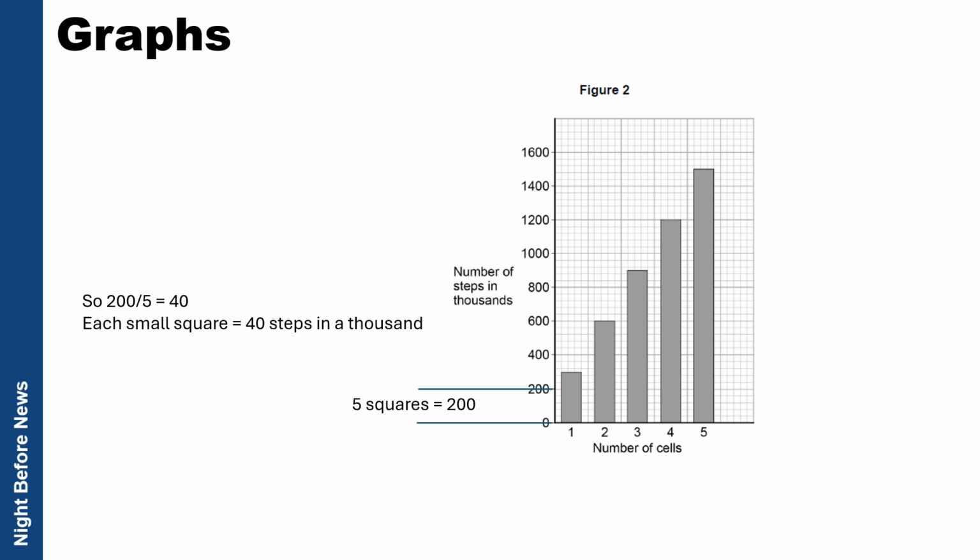Again, Physics Paper 1 will have graphs in it, and it's important that you know how to read your axes and plot your own axes. So in this example, we've got 5 small squares being equal to 200 steps in 1,000 steps. So you would do 200 divided by 5, and that would give you 40. Therefore, each small square on this axis would be 40 steps in 1,000.